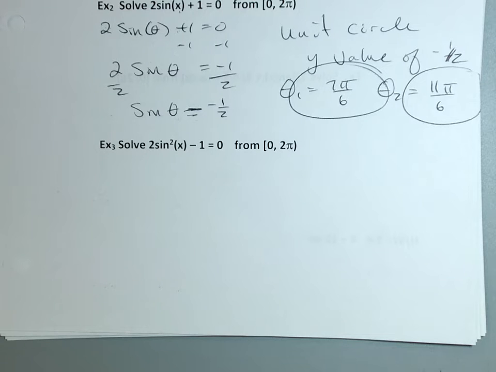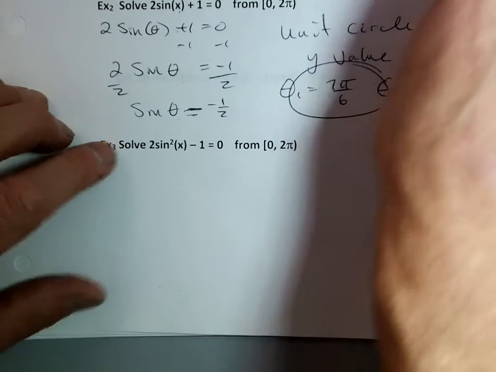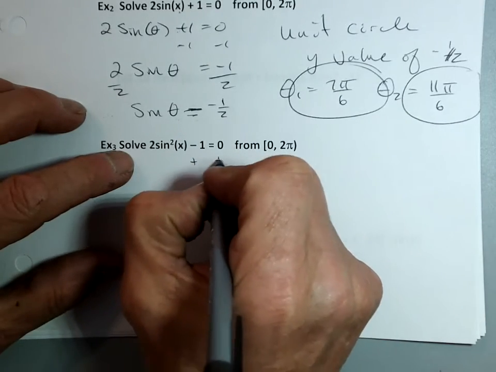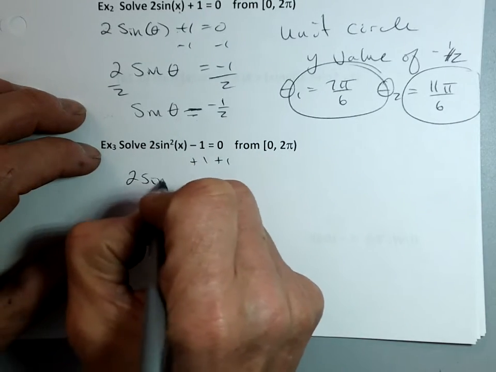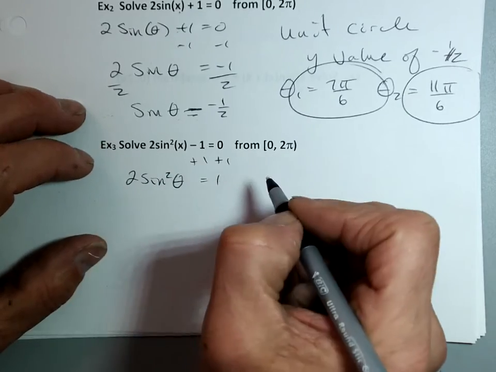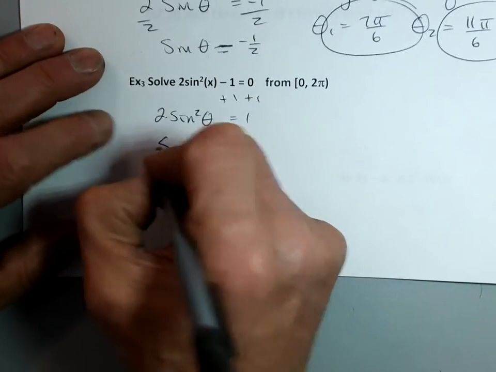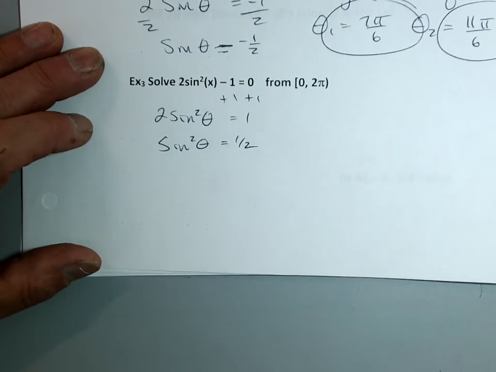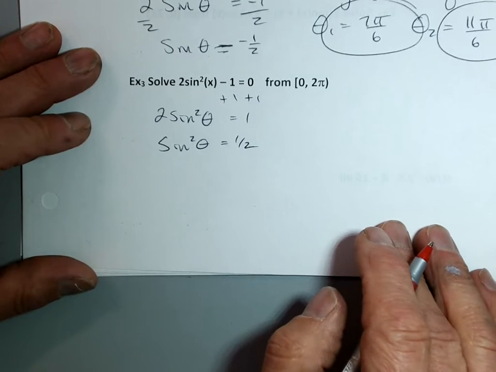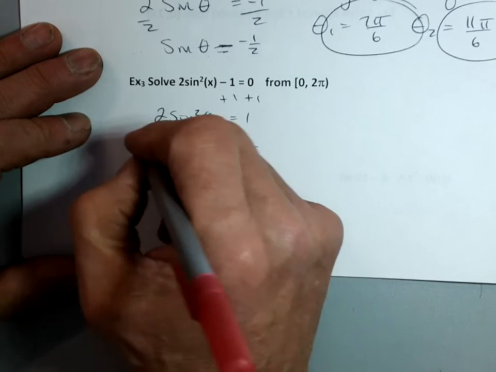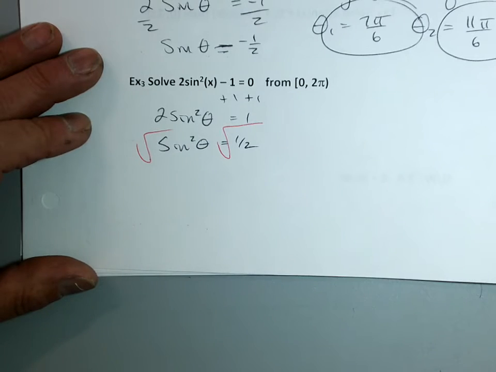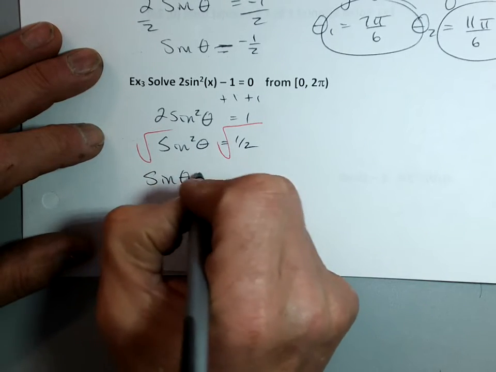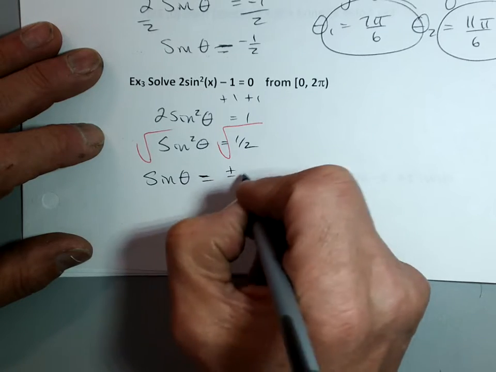So let's do the same thing, but with sine, okay? So let's start right in. 2 sine squared theta minus 1 equals 0, so 2 sine squared theta equals 1. Divide by 2, sine squared theta equals 1/2, right? Square root. How many answers? 2. So we get sine of theta equals plus or minus the square root of 1/2.